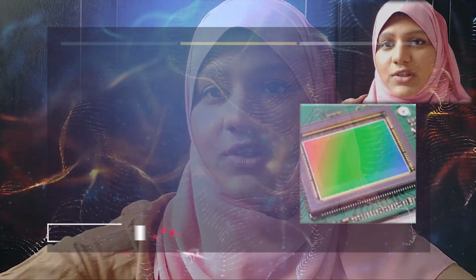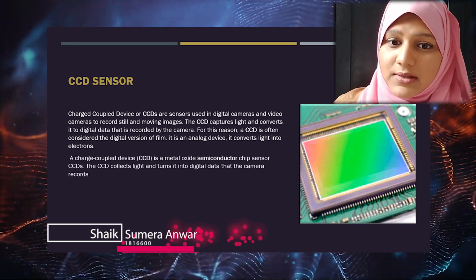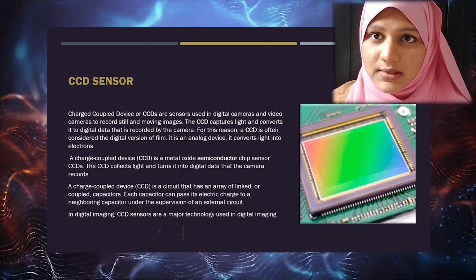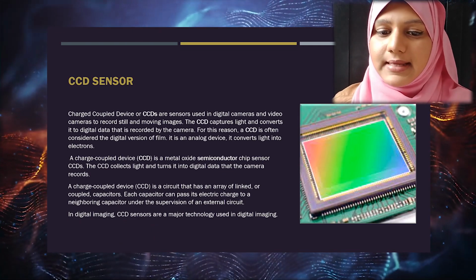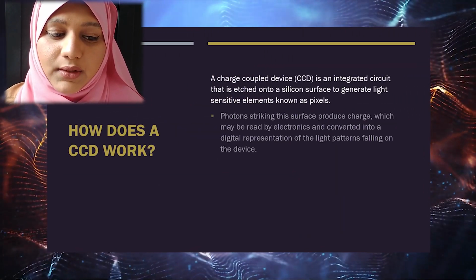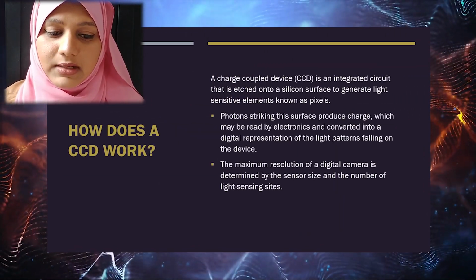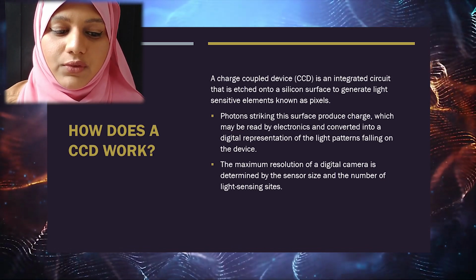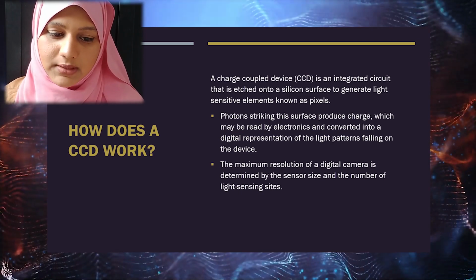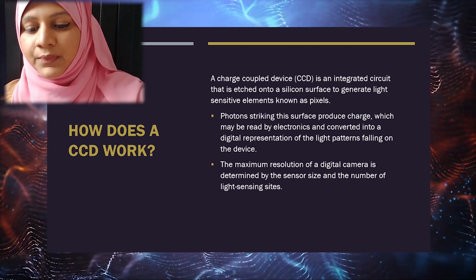CCD sensor, or charge coupled device. The digital camera has 2 types of sensors, CCD and CMOS. What is CCD? CCD, or charge coupled device, are sensors used in digital cameras or video cameras to record still and moving images. It is an analog device. It converts light into electrons. In digital imaging, CCD sensors are a major technology. How does CCD work? CCD is an IC that uses a silicon surface to generate light-sensitive elements called pixels. When photons fall on this silicon surface, they are read by the electronics and converted into a digital representation of the light patterns falling on the device.